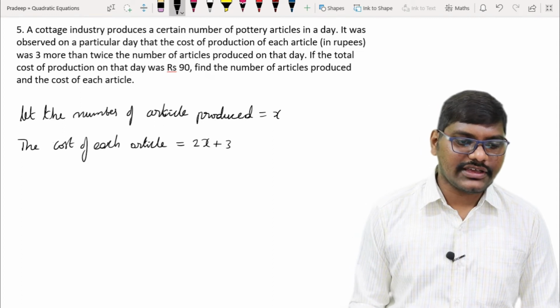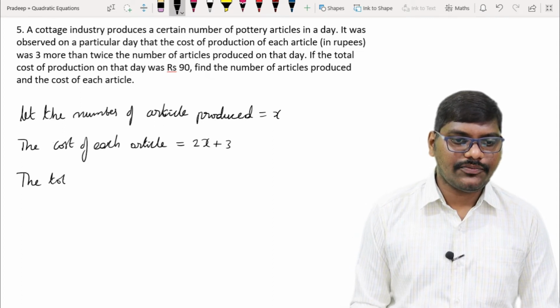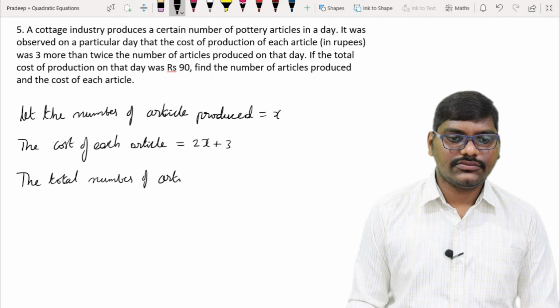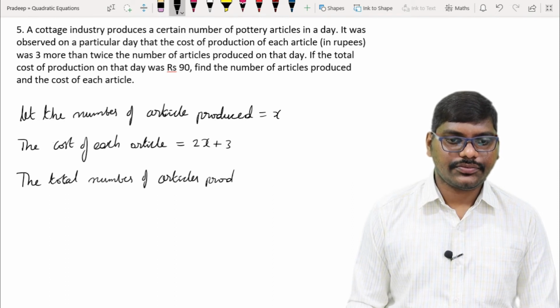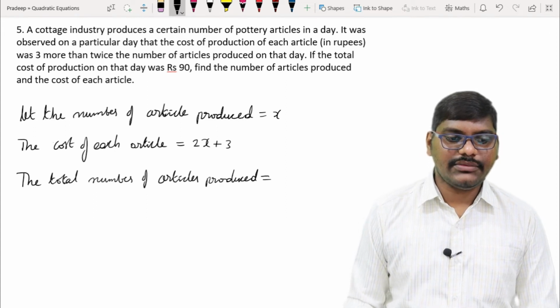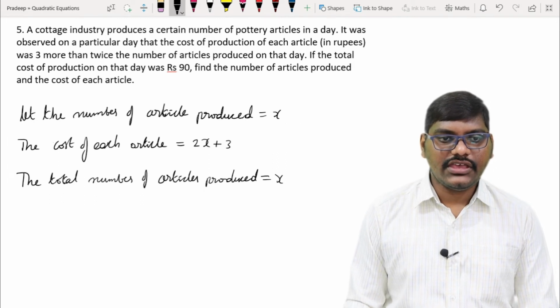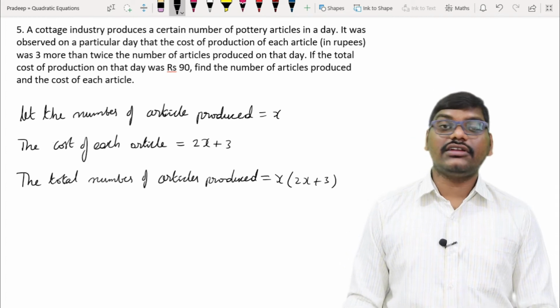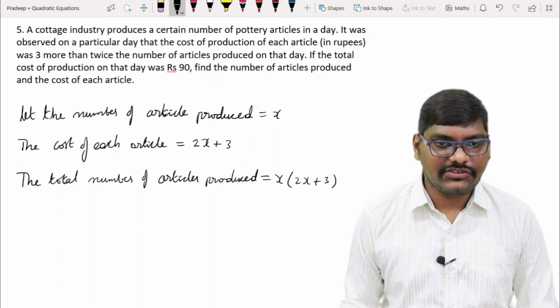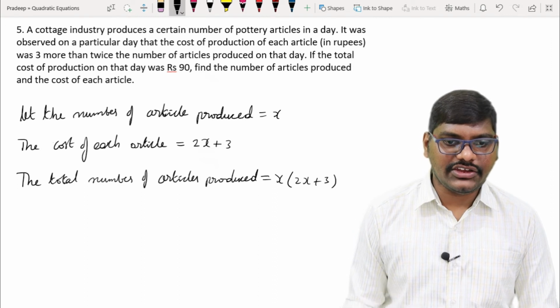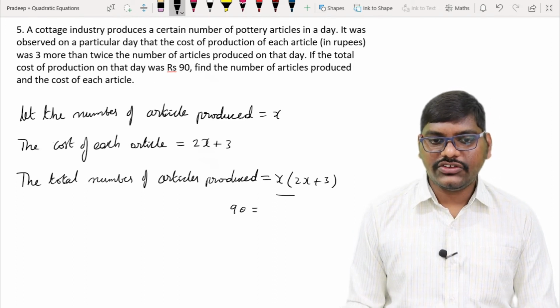Alright, so this is the cost of each article and we'll try to do further. The total production cost is the number of articles times the cost of each article. One factor is x and the other is 2x plus 3. I just multiplied these, because the production cost is a multiple of these values, as given in the condition. The production cost is 90, so I can write 90 equal to x into 2x plus 3.